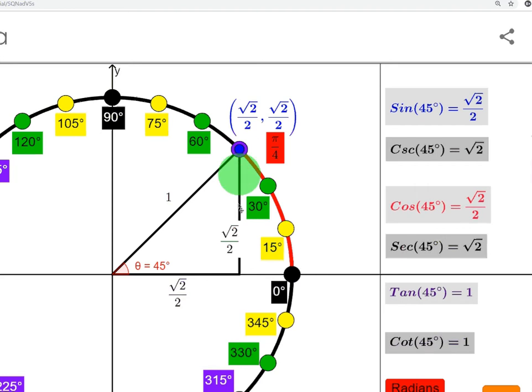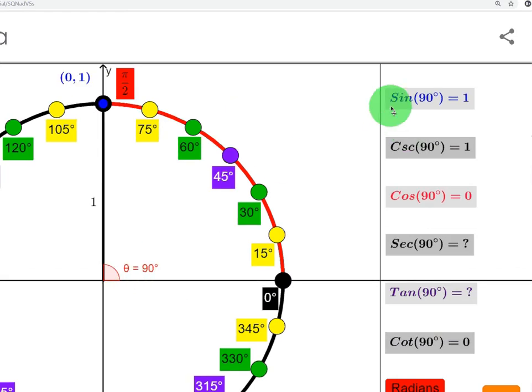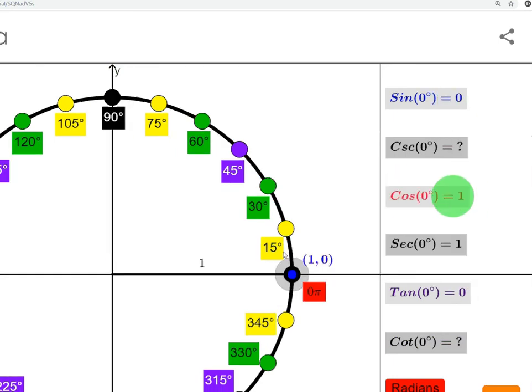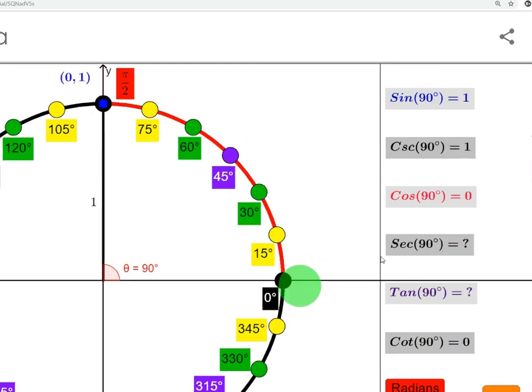If we look at 45 degrees, it's even more obvious. If we switch from this angle to this angle, it's still 45, and no matter how you look at it, sine and cosine are the same at 45. Let's look at 90. Notice that sine of 90 is equal to 1, but if we look at 0 degrees, cosine of 0 is also 1. Conversely, sine of 0 is 0, and cosine of 90 is 0.